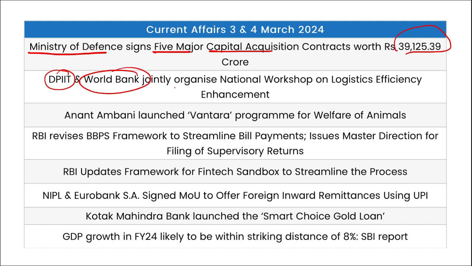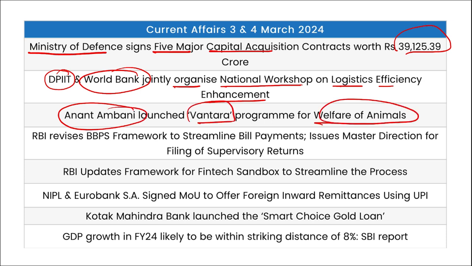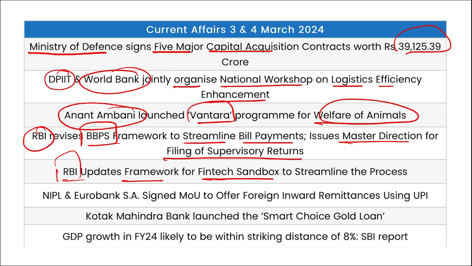DPIIT and World Bank jointly organized the National Workshop on Logistic Efficiency Enhancement. Anant Ambani launched the Vantara program, for the welfare of animals in Jamnagar, Gujarat. RBI revised the BBPS framework to streamline bill payments and issued a master direction for filing supervisory returns. RBI updated the framework for FinTech Sandbox to streamline the process.